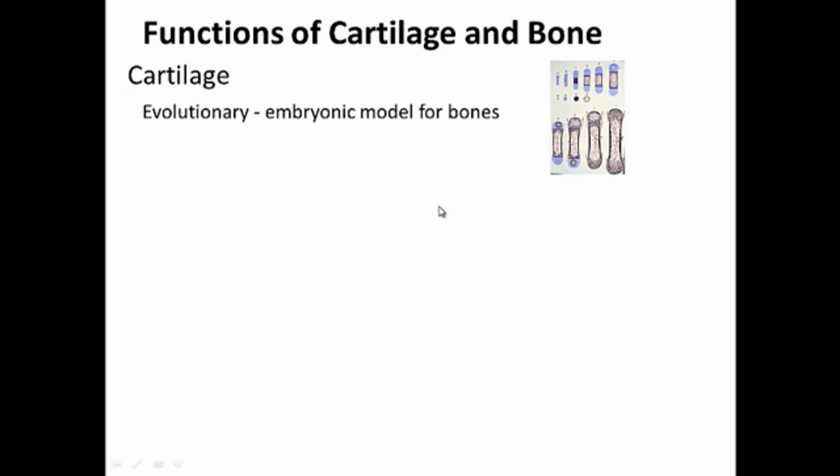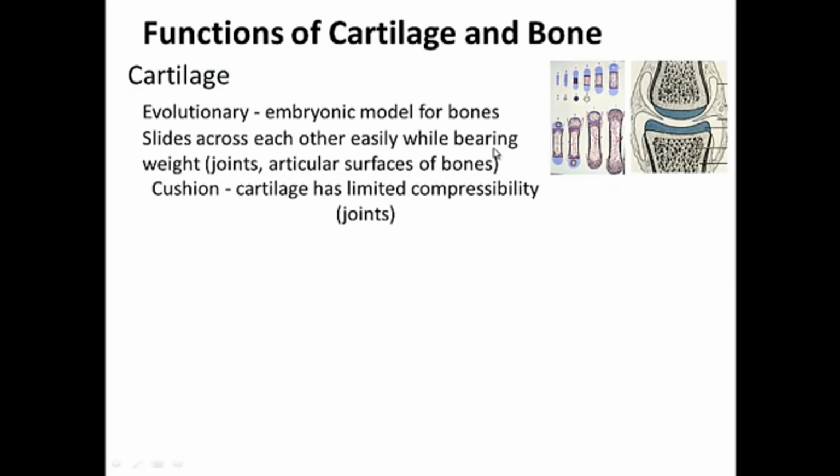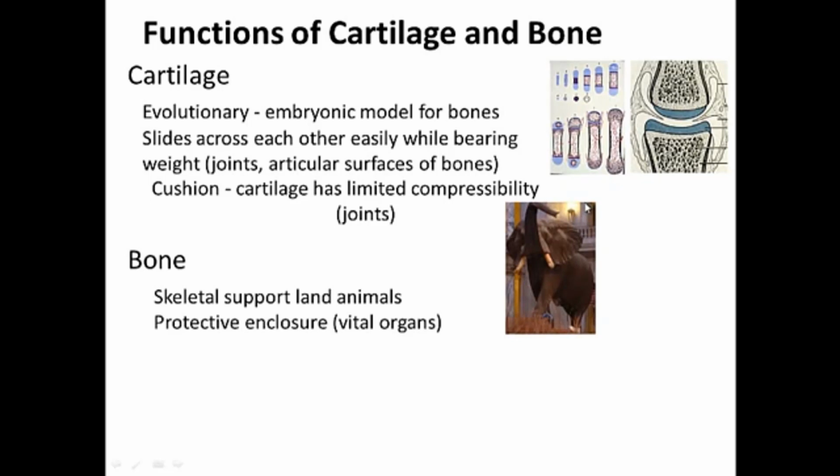But what is the function of cartilage and bone? In terms of the evolutionary and embryology model of bones, before we had bones, we had cartilage as our connective tissue support. Also, cartilage slides across one another very easily, and it's somewhat compressible, and so it prevents bone from touching bone at the articular surfaces and acts as somewhat of a cushion.